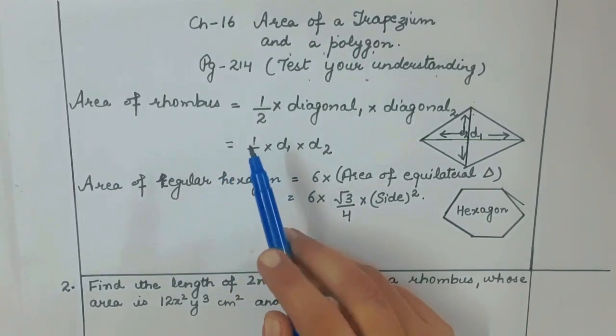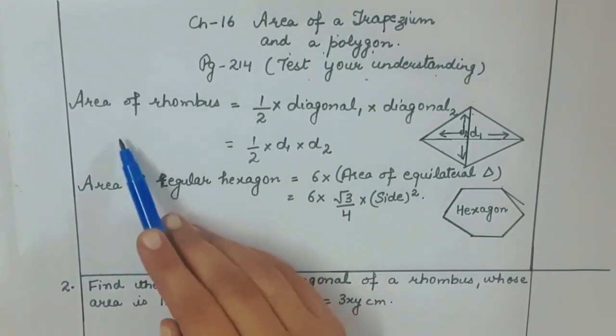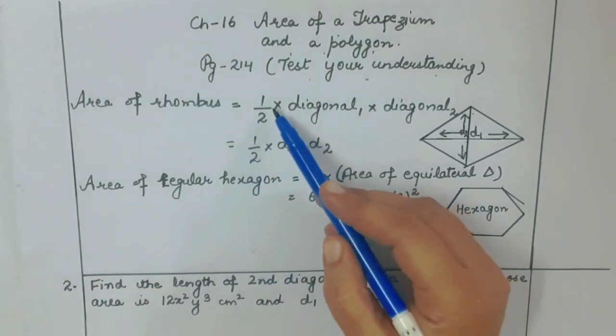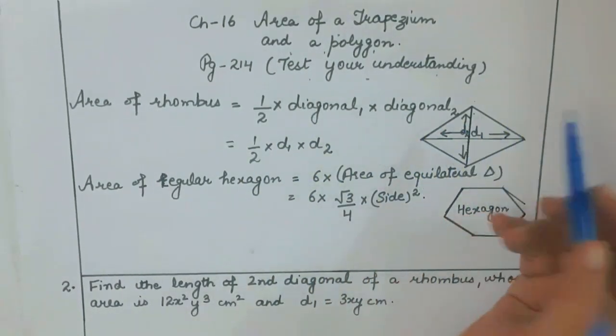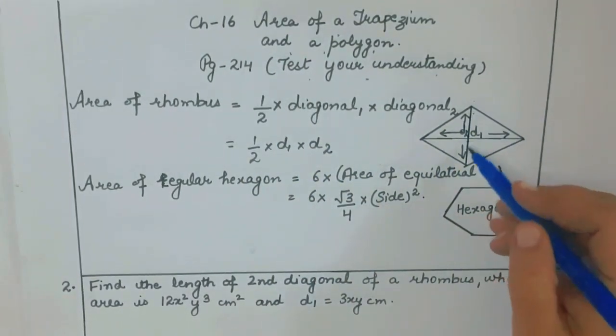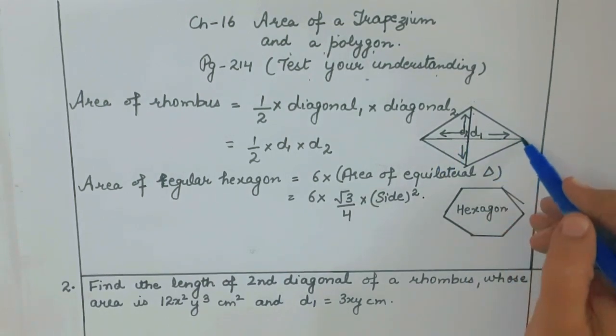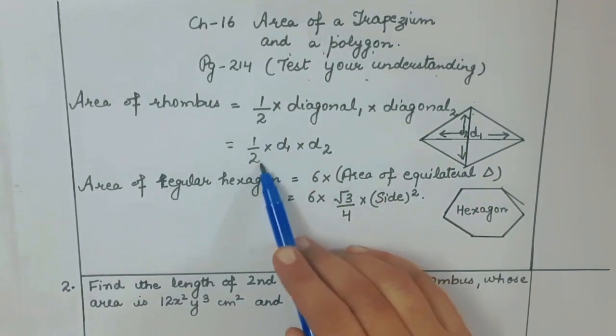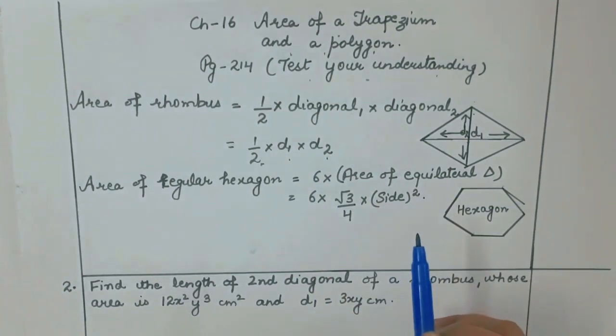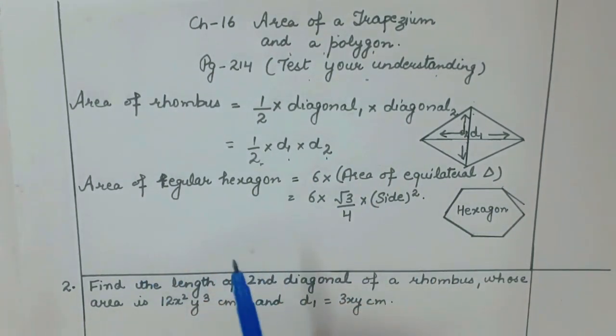In this we know the area of a rhombus. What is the area of a rhombus? Area of a rhombus is half into diagonal 1 into diagonal 2. This is the rhombus, this is diagonal 1 and this one is diagonal 2, and the area is half into diagonal 1 into diagonal 2. And the area of a regular hexagon.